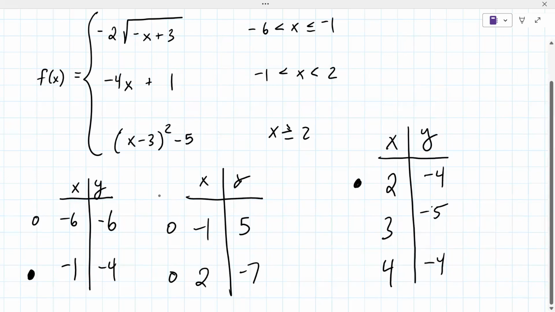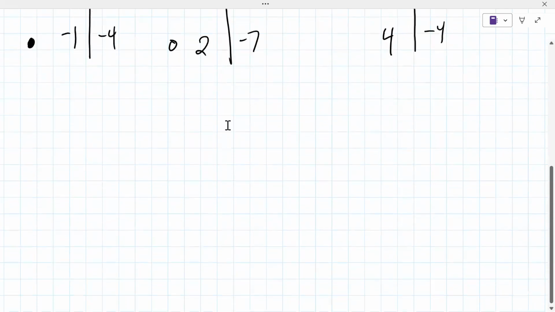Wait, hold on. Does that say x equals 2, or x is greater than? Greater than or equal to 2. So if there's no other numbers, you just keep going up? Yeah, just keep going. All right.